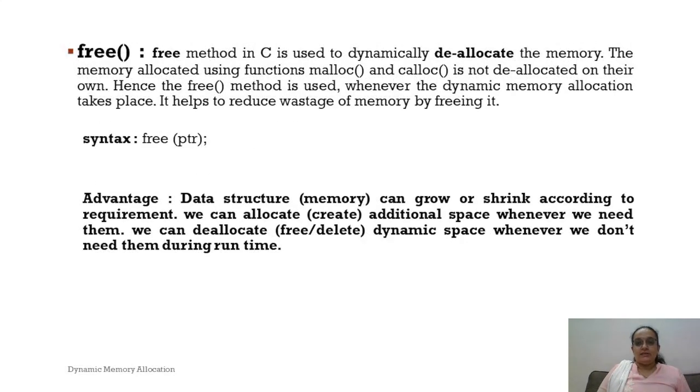Free function. As I have already explained, the free function is used to free the memory. Once we have allocated the memory dynamically using either malloc or calloc and our work is done, we will use the free function. So this is the syntax. You just need to write free, in brackets ptr, that is the pointer variable.